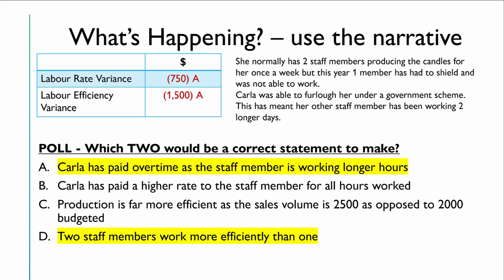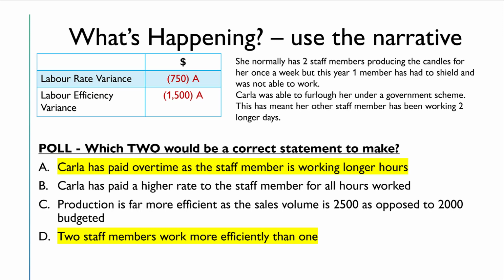So the 2 correct statements are A and D. Carla is paid overtime. She's working longer hours, so she's only paid overtime, higher rate on the overtime hours. So B is wrong. She hasn't paid a higher rate for all hours worked. That would be a significantly higher variance. And D, 2 staff members work more efficiently than 1, is also correct because there's only 1 member, they're not working efficiently because there's no production line anymore. So C is definitely wrong because they're not efficient. There's an adverse variance. So let's look at how I would write the answer to this.